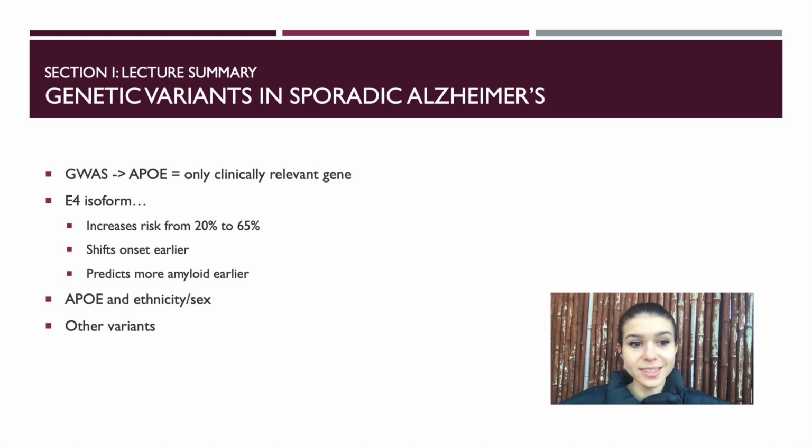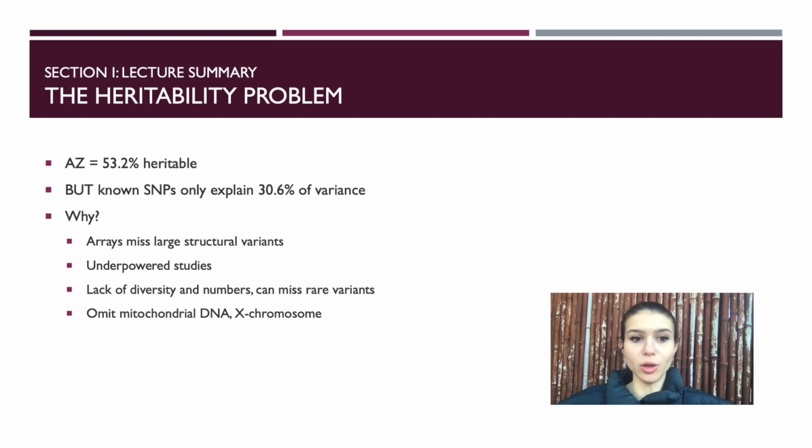And then besides ApoE, we have found a few other variants with much smaller effect sizes. For example, there's TREM2, and this has an intermediate effect, maybe because it's related to neuroinflammation. And then there's also this heritability problem. So collectively, the SNPs identified in GWAS can explain 30.6% of the variance. However, we know that 53.2% of phenotypic variance is genetic. So why is there this discrepancy?